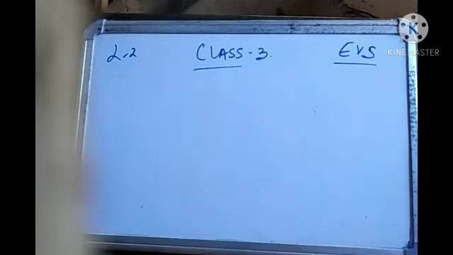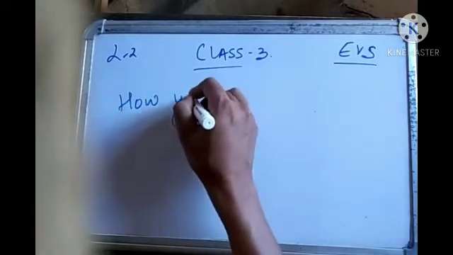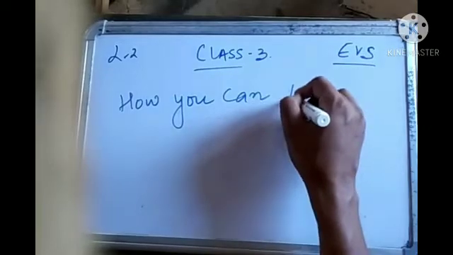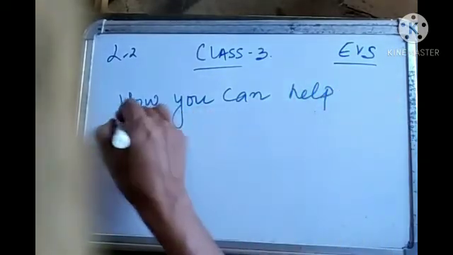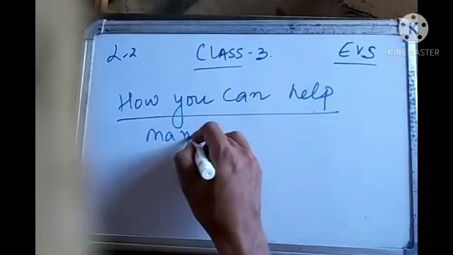So the third topic is how you can help. You will find this topic at page number 15. There are many ways in which we can show our concern to differently able people.